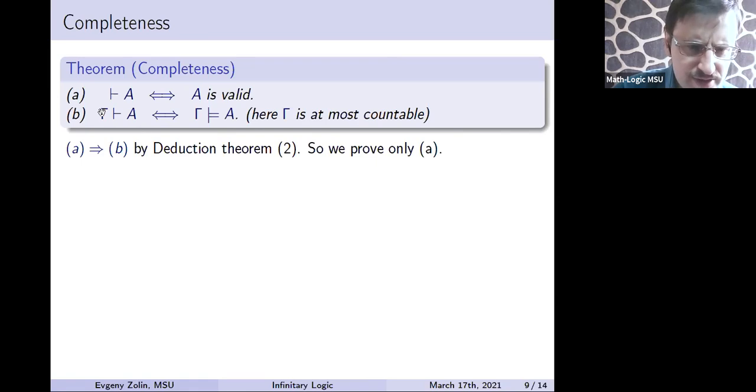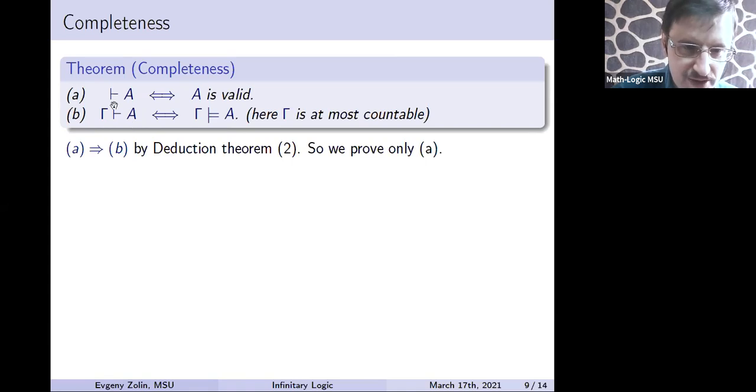We can notice that we do not need to prove B separately. In the usual logic, the second line is called strong completeness. Some logics are complete in the sense of A, but not strongly complete in the sense of B. But here in the infinitary logic, B is just an easy consequence of A.